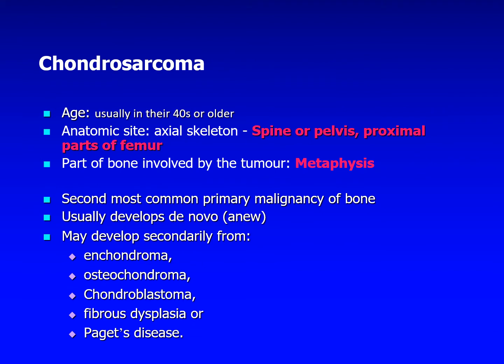Chondrosarcoma is the second most common primary malignancy of the bone and is usually seen in patients in their 40s or older. It affects mainly the axial skeleton, such as the spine or the pelvis, or it can also affect the proximal parts of the femur. It usually involves the metaphysis, and chondrosarcoma usually develops de novo, but it can also develop secondarily from enchondroma, osteochondroma, chondroblastoma, fibrous dysplasia, or Paget's disease.